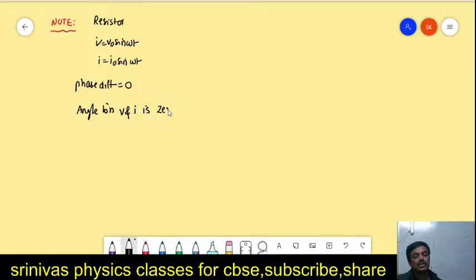Phase difference is nothing but the angle between V and I. Here it is 0. That means if you draw the phasor diagram, you will get it like this. That is the voltage across the resistance and the current. Both are along the same direction with the same angle. This is about the phasor diagram.